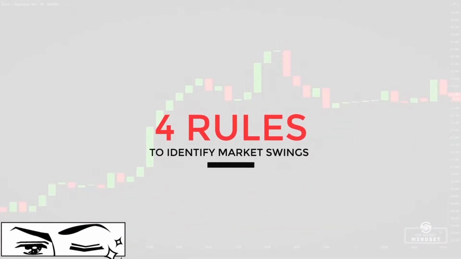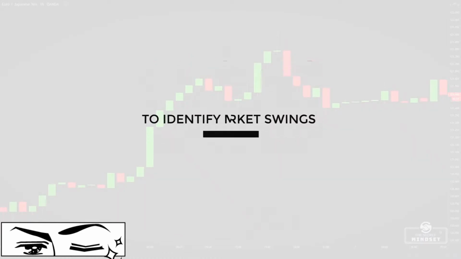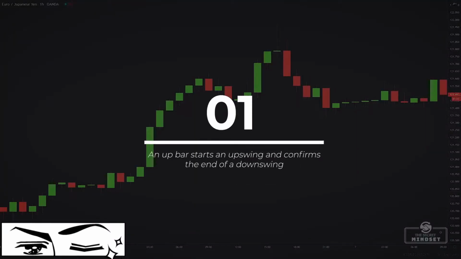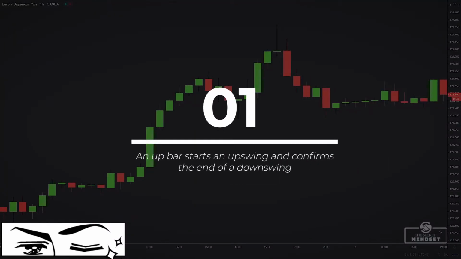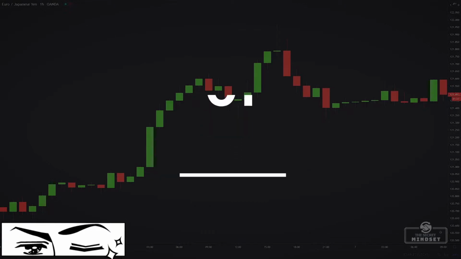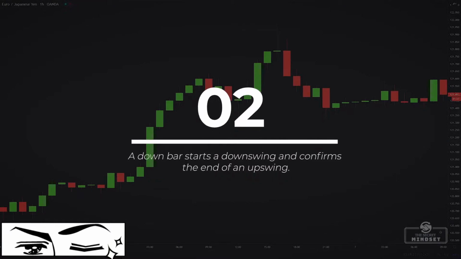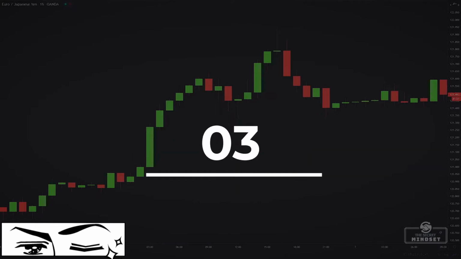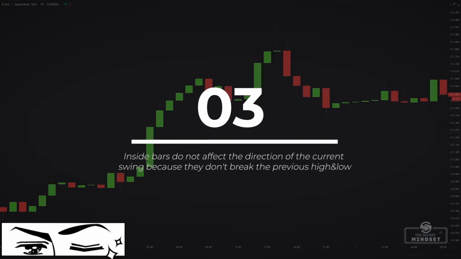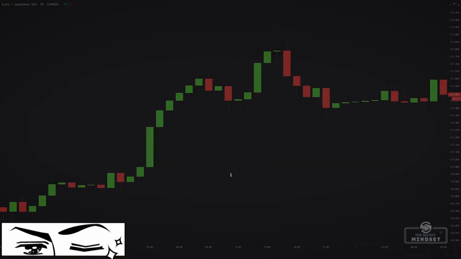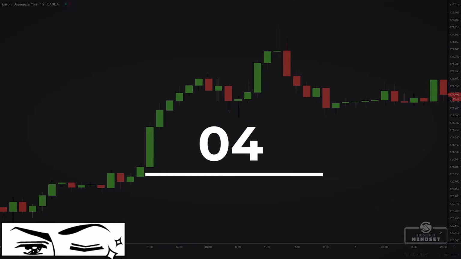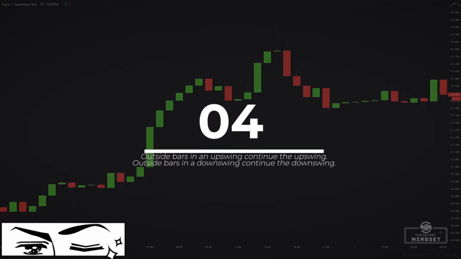Once you have mastered the different bar types, you will be able to identify market swings with ease with these 4 rules. An up bar starts an upswing and confirms the end of a downswing. A down bar starts a downswing and confirms the end of an upswing. Inside bars don't affect the direction of the current swing because they don't break the previous high and low. Outside bars break both the previous high and low, so it introduces uncertainty into the market structure.